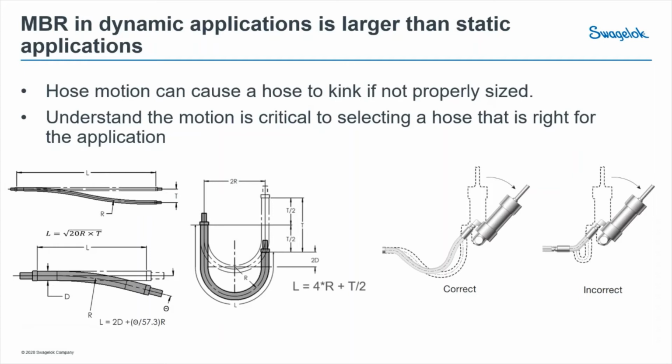Second of all, we do also have dynamic minimum bend radiuses in our catalog that you can pull. So if you're having routing issues, you're questioning yourself, pull it, or like I said, give us a call, and we're happy to pull that information for you.